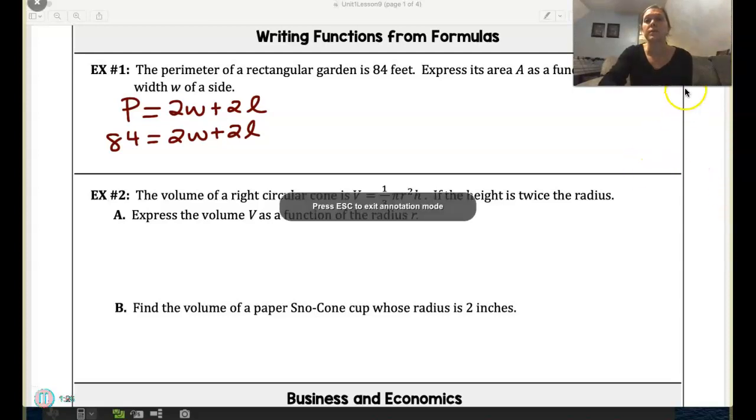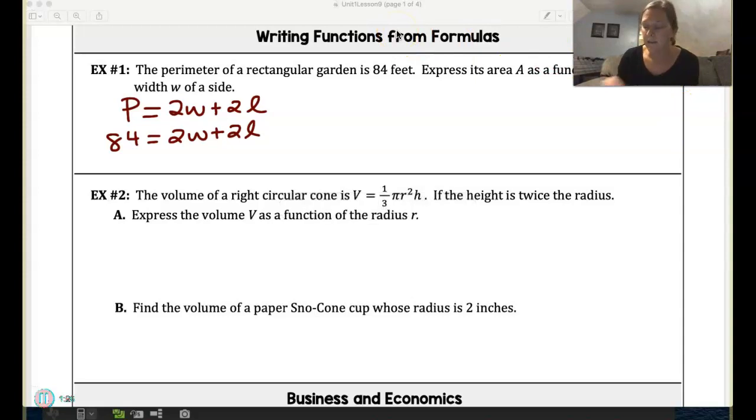Then we're told to express its area as a function of the width. So remember, area is equal to length times width. So now I want my function to be in terms of only the variable width, all right? Which means right now I have a length in there, but how can I turn my length variable into an expression that incorporates just the width? Well, that's going to come from the perimeter equation. So can we solve that equation for L?